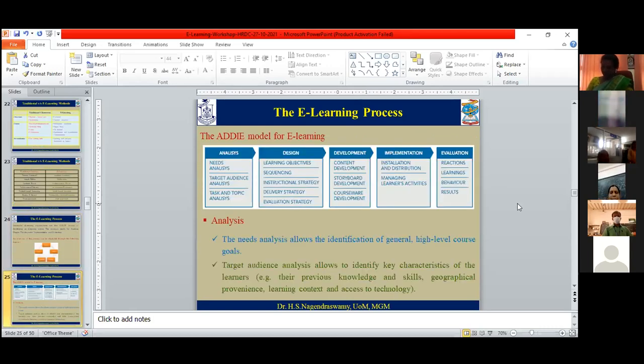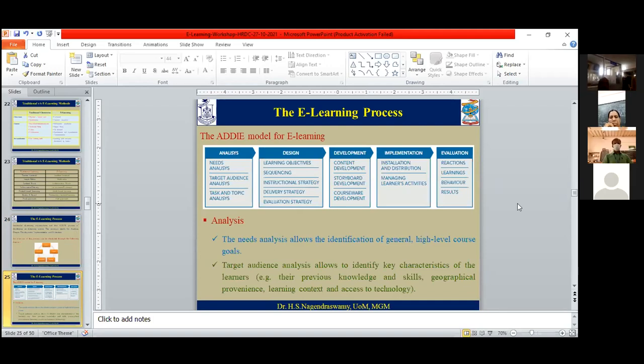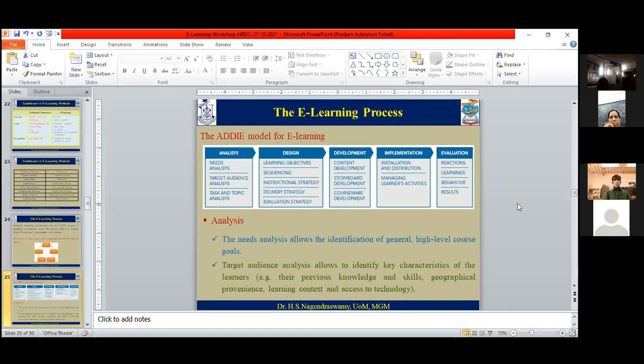To the next level of depth, what are these activities? So when it comes to analysis, what do we need to analyze? We need to analyze the needs, which allows the identification of general high-level course goals. As you are all aware, because you are all involved in the NAAC preparation team or NBA team, etc.